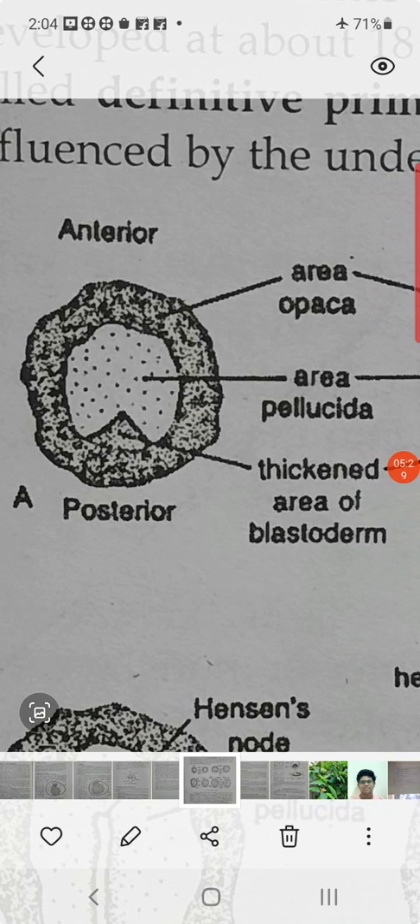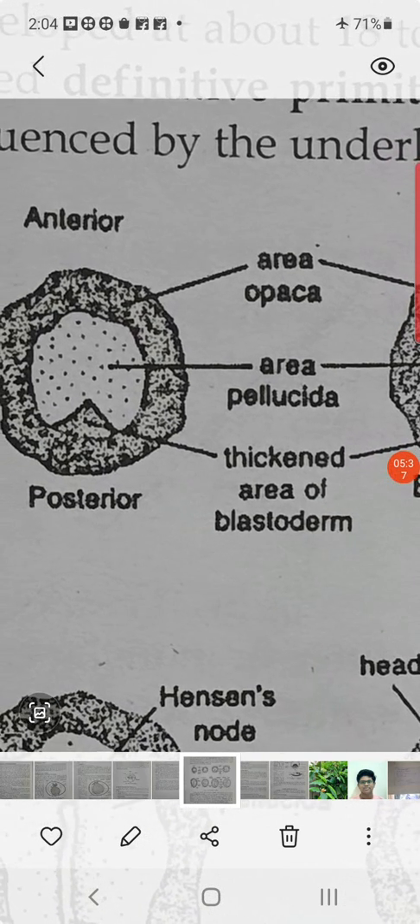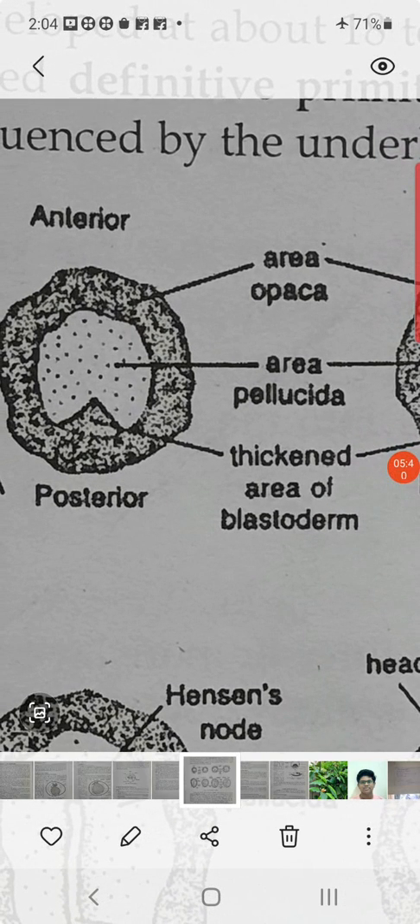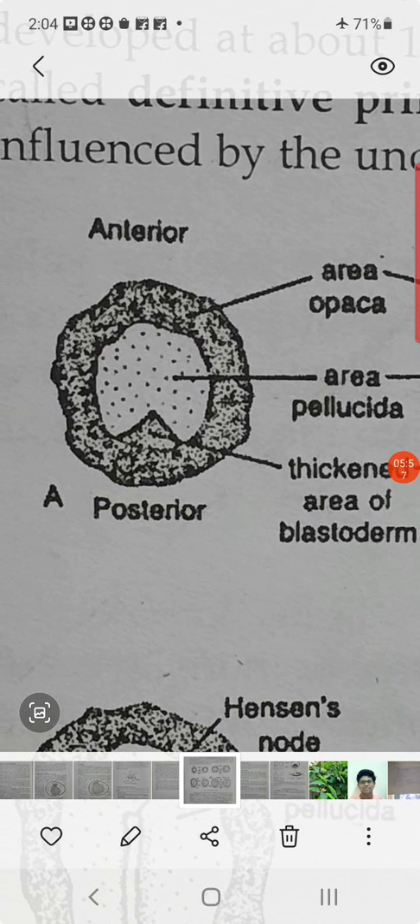Now listen very carefully. The second step in gastrulation is the development of the primitive streak. You can see here one thickened area of blastoderm on the posterior side, and the subsequent formation of mesoderm. The primitive streak appears as a thickened area in the mid dorsal line at the posterior region of the area pellucida. See the diagram: area pellucida, the middle one. On the posterior side, you get a thickened area of blastoderm. The blastula cells are called blastoderm.